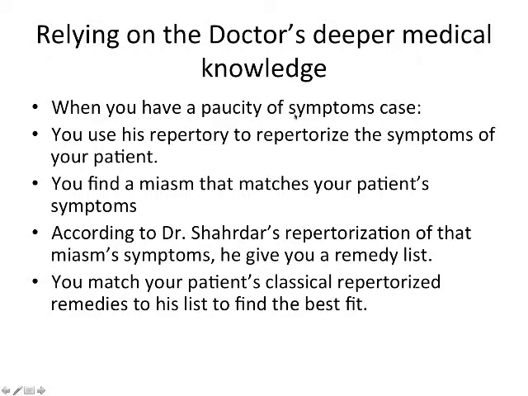So when you have a paucity of symptoms case, a case that lacks useful symptoms, you use his repertory to repertorize the symptoms of your patient. You find a miasm that matches your patient's symptoms. Okay, so this is the same kind of work that we ordinarily do in homeopathy. You are matching your patient's symptoms to a remedy that has certain symptoms. Miasms have certain symptoms, and you're matching symptoms.